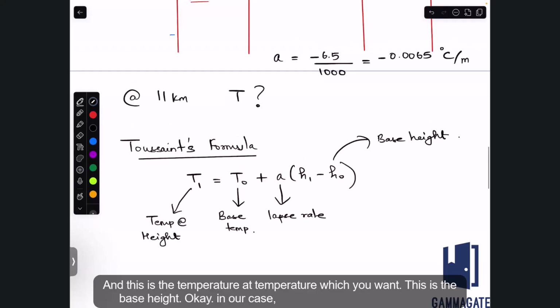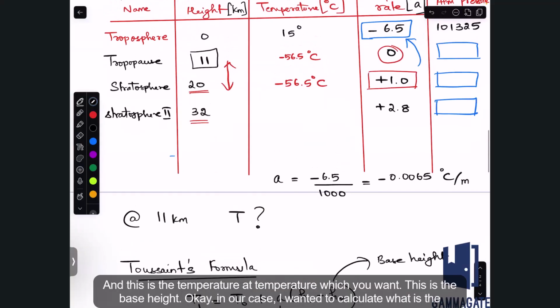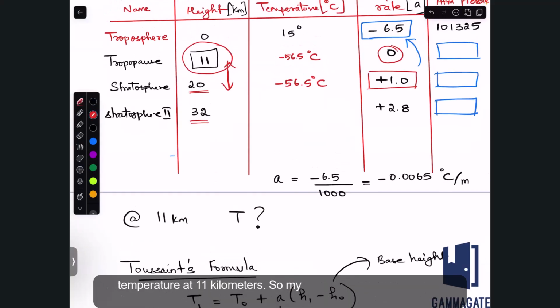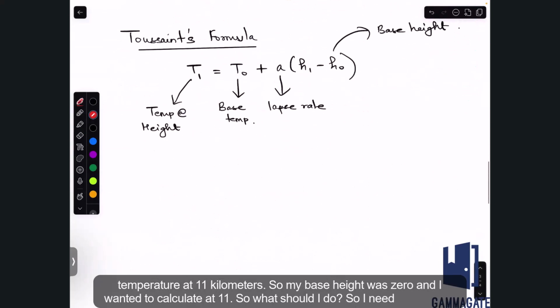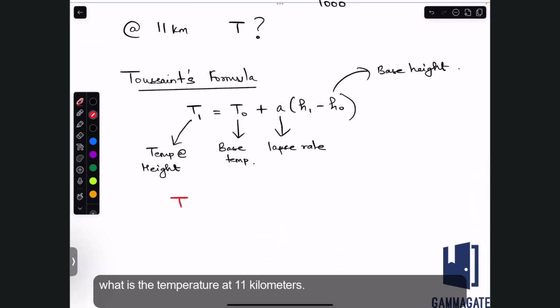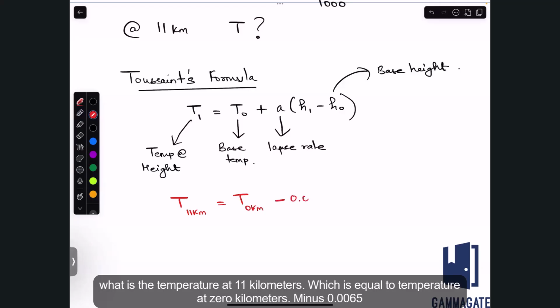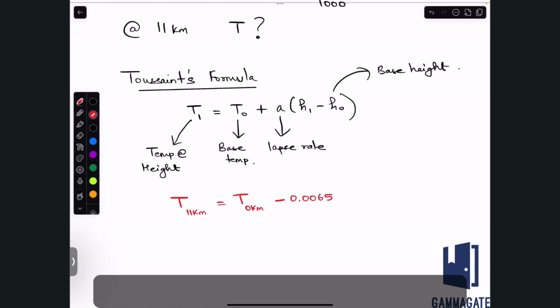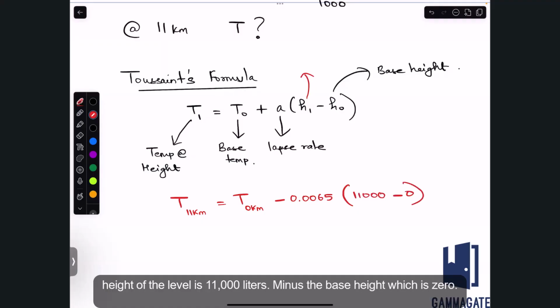So in our case, I wanted to calculate the temperature at 11 kilometers. My base height was 0 and I wanted to calculate at 11. So what should I do? I need to calculate the temperature at 11 kilometers, which is equal to the temperature at 0 kilometers, minus 0.0065 times the height. The height of the level is 11,000 meters minus the base height, which is 0.